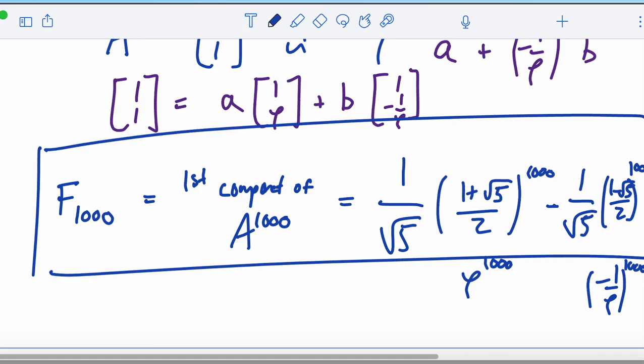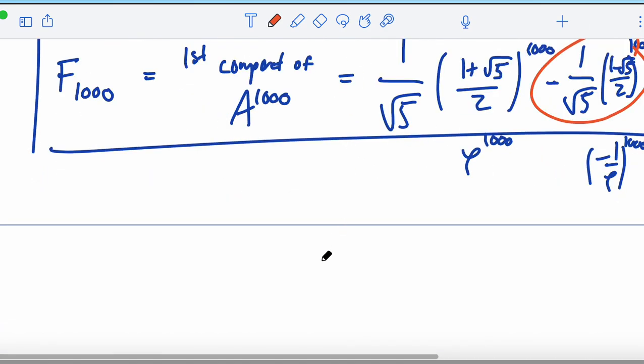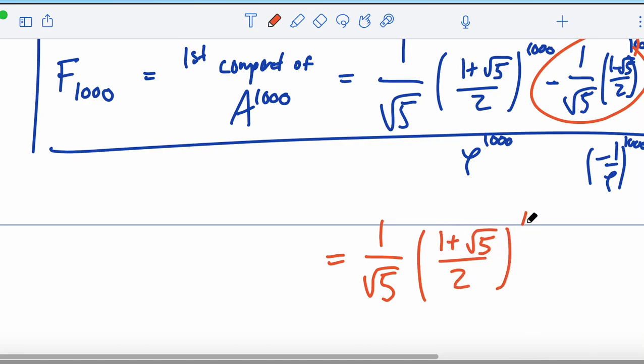And like I said before, this term is approximately 0. So the actual answer is that the 1,000th Fibonacci number, up to some number of decimal places, is equal to 1 over square root of 5 times (1 plus square root of 5) over 2, to the power of 1,000. That's just the answer. No calculations needed. This is the 1,000th Fibonacci number.